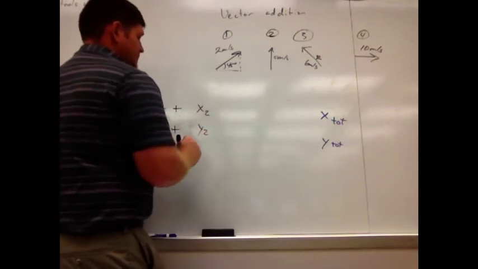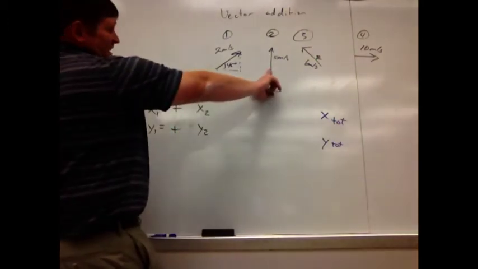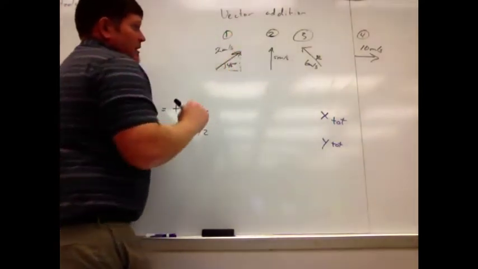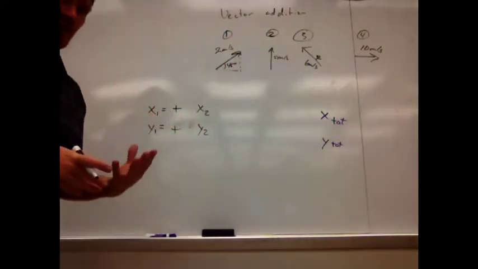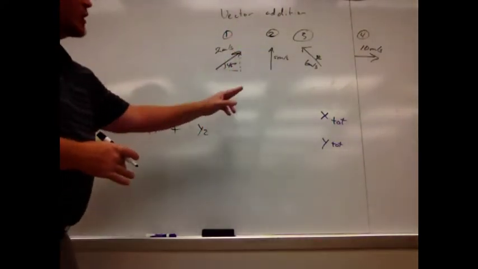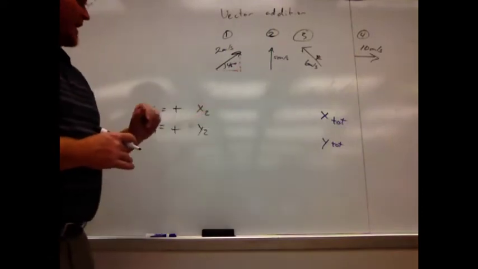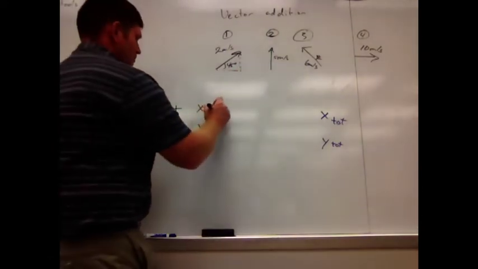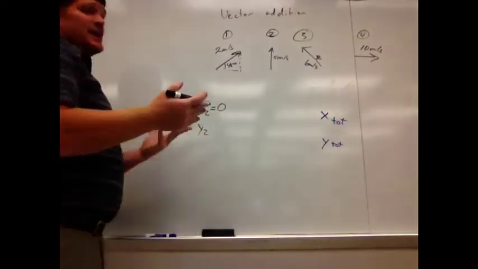Y sub 2. In this case, we're going straight up, or due north, not really up. So if we're going due north, do we have an x component? No, we do not, so it'll be 0. We can actually put that in there.